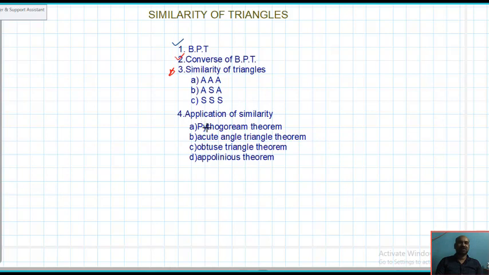Application includes the Pythagorean theorem, converse of Pythagorean theorem, acute angle triangle theorem, obtuse angle triangle theorem, and Apollonius theorem, and problems based on all these. So before starting similarity of triangles, first of all you want to complete BPT and converse of BPT.